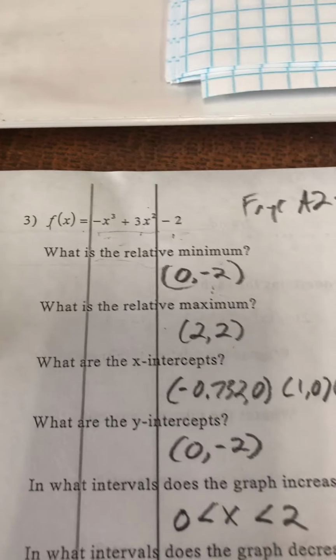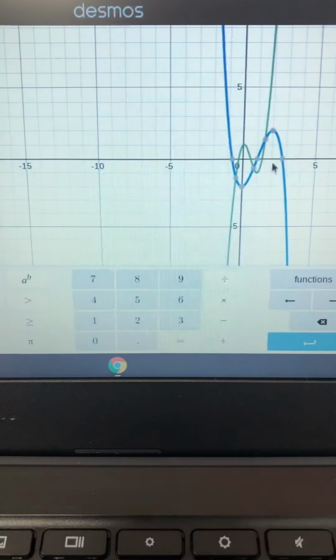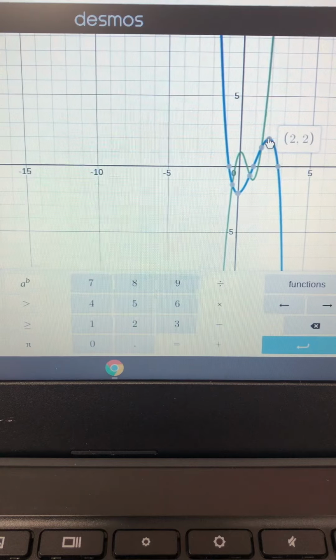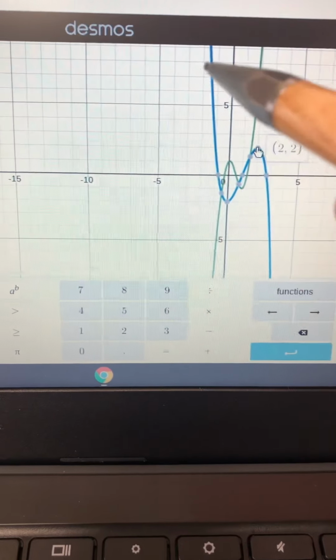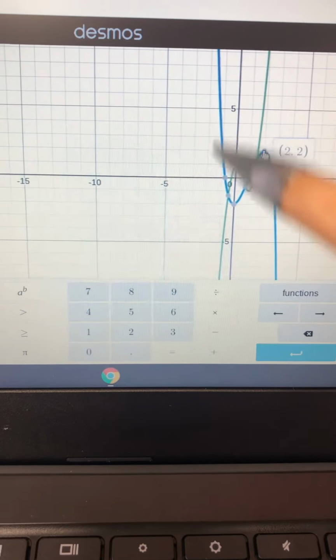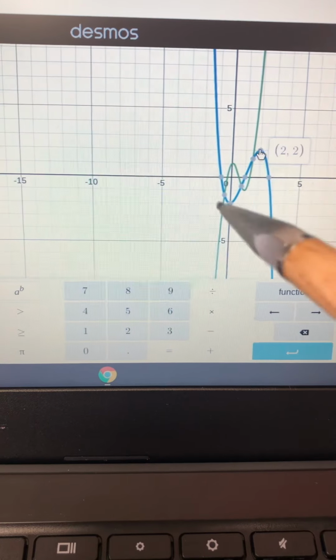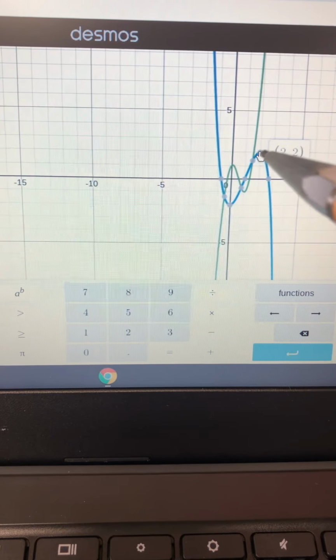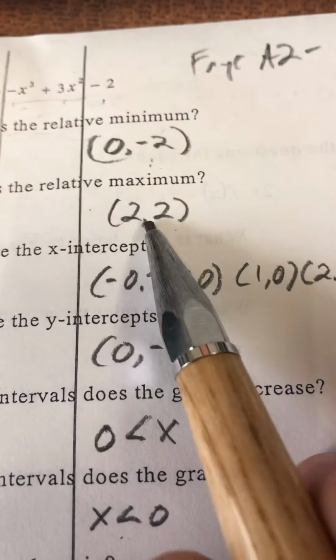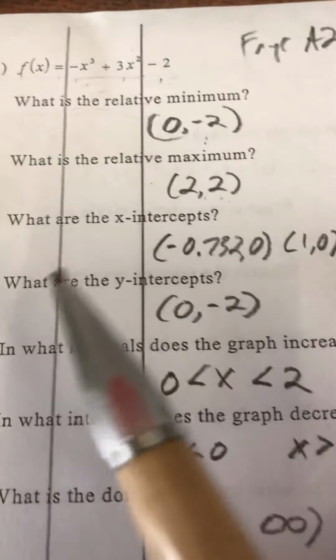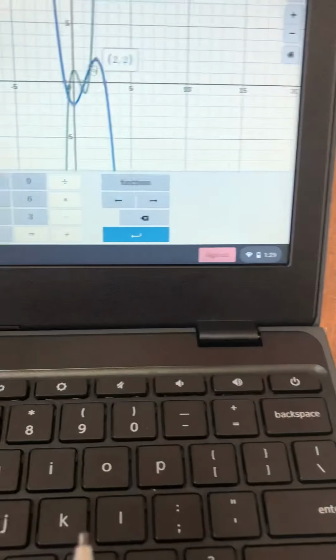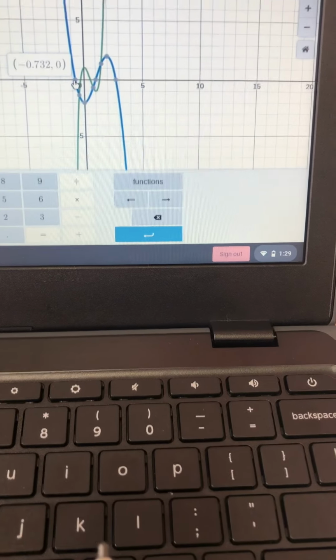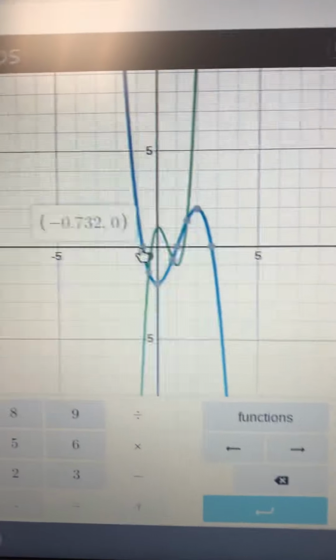The relative maximum, how did I get (2, 2)? What does that mean? Well, the relative maximum is where, during this section of the graph, it does come up. Okay, and that's going to be our relative maximum. So that's going to be (2, 2).